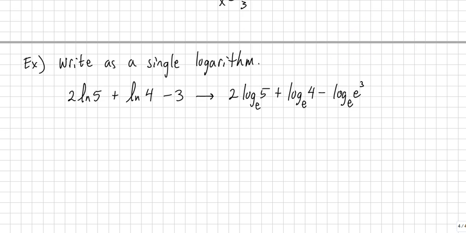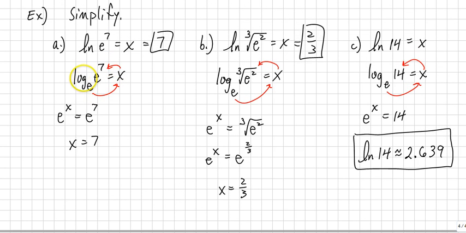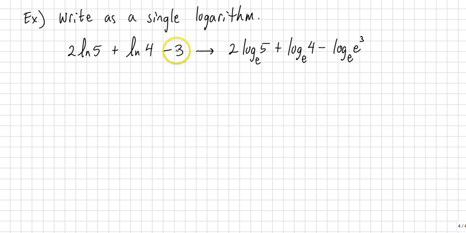So we saw that earlier. If you have log base e of e to the 7th, since this is base e and this is base e, then 7, that's what that simplifies to. So 7 is the same thing as log base e of e to the 7th. So 3 is the same thing as log base e of e cubed. And then we can take our coefficients and move them up to the exponent. So log base e of 5 squared plus log base e of 4 minus log base e of e cubed.